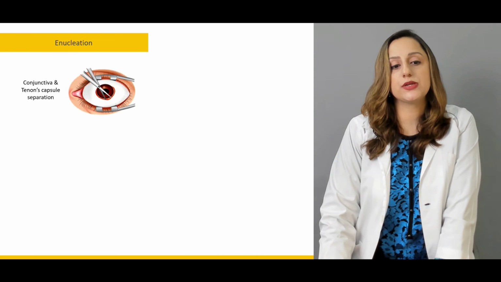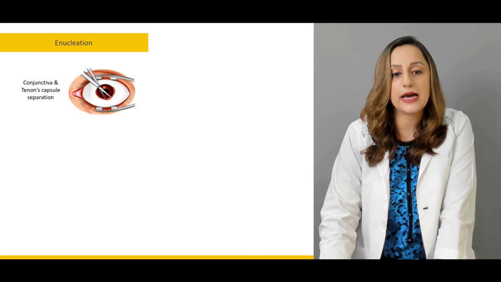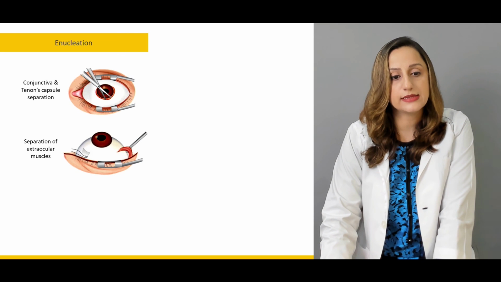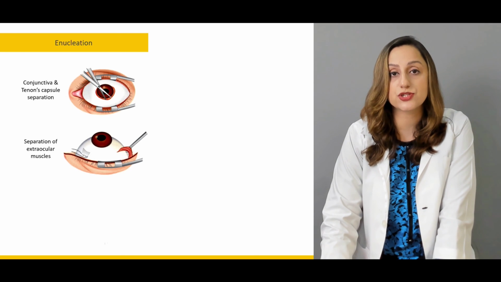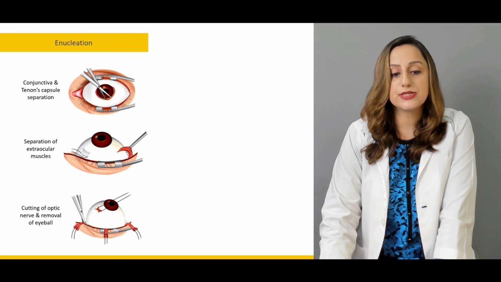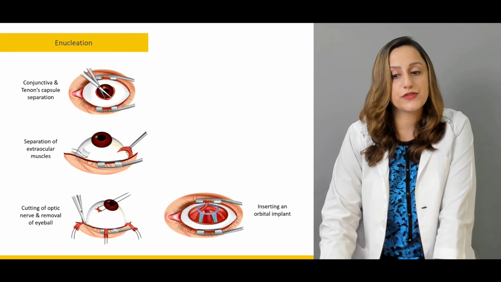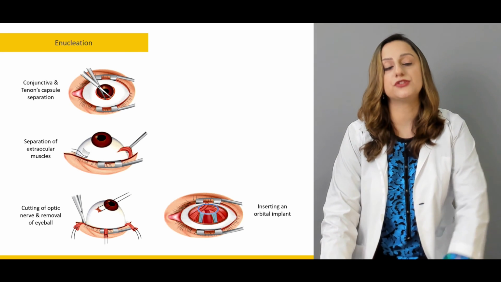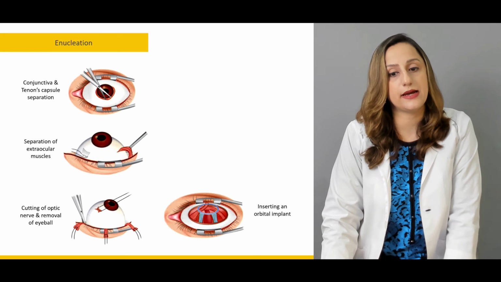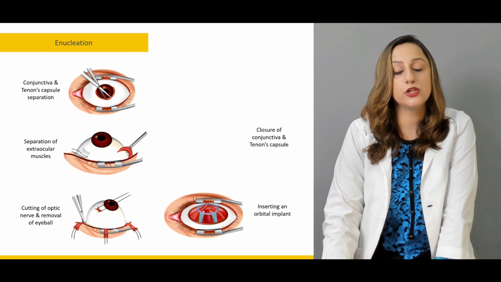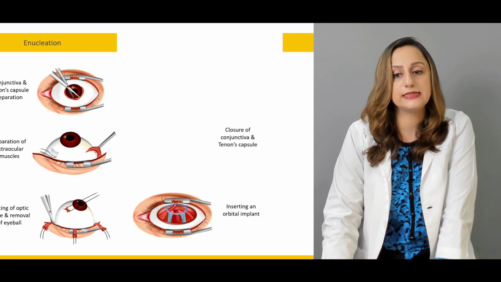Enucleation is a procedure in which the conjunctiva and the Tenon's capsule are separated first of all, and that is followed by the separation of the extraocular muscles. Then there is the cutting of the optic nerve and removal of the eyeball. And finally, after you insert the orbital implant, you perform the closure of the conjunctiva and the Tenon's capsule.